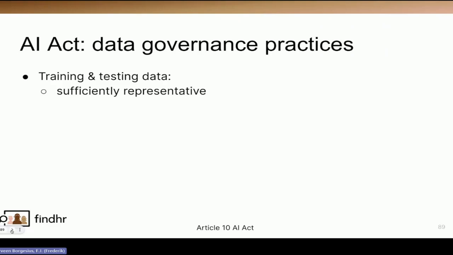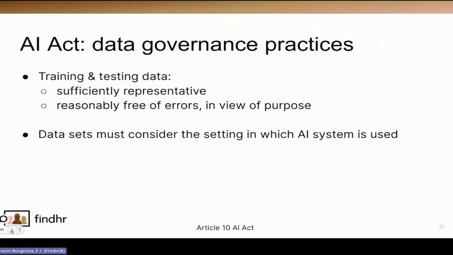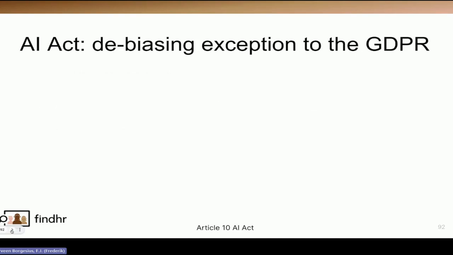Also, training and testing data should be sufficiently representative, reasonably free of errors, not completely free of errors. That would be unattainable. And again, depending on the purpose. The more risky the situation, the more you should check whether there are no errors in the data. Of course, the developer must think through when and how the AI system will be used.